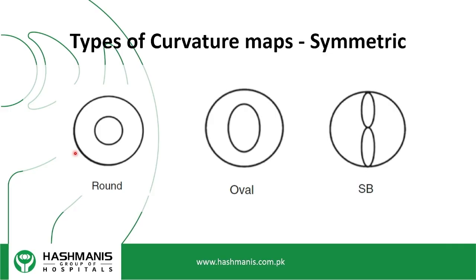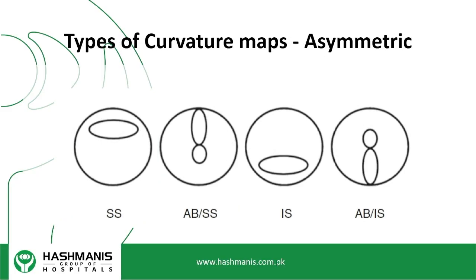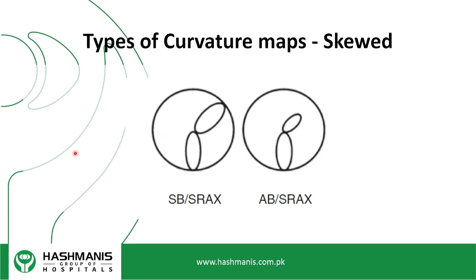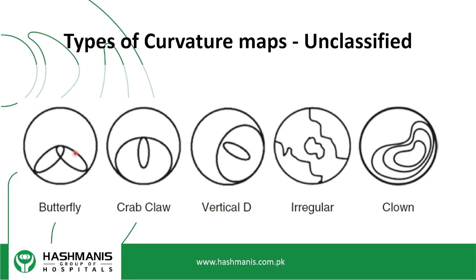Now, I'm not going to go too deeply into the types of curvature maps because most of these can be normal even though you have skewed radial axis or whatever, but there's a round and oval which comes in very small astigmatic patterns. There's a symmetric bow tie in astigmatism, superior steepening, inferior steepening, asymmetric bow tie with inferior steepening. Now, all of these can be normal. Just because you see this on a sagittal curvature map does not mean that this is a keratoconus cornea. Even if you see skewed radial axis, does not mean that this is a keratoconus cornea. You have to look at the other parameters and then decide for yourself. And then there's these unclassified data.